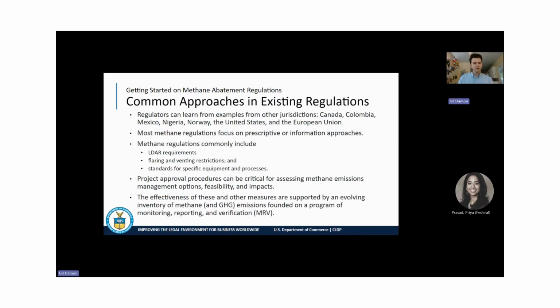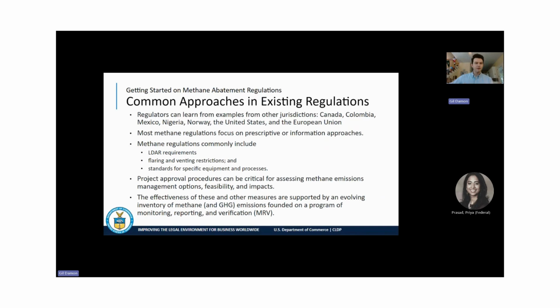So, common approaches, there's a lot of different case studies. Now that we have the Global Methane Pledge, countries all around the world are really taking the lead on methane abatement. And so we can learn from all sorts of jurisdictions: Canada, Colombia, Mexico, Nigeria, and the like. We've also got a lot of subnational jurisdictions. I work a lot with the state of California, the state of Colorado. There's a lot of leadership we're also seeing now at the subnational level.